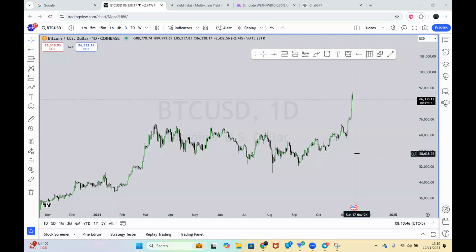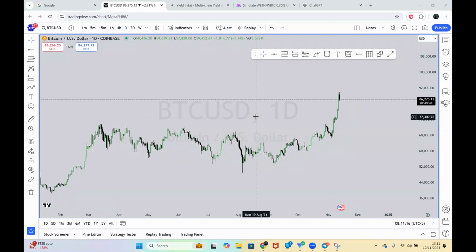So trend lines act in a similar way to support and resistance. Obviously, support and resistance levels that we covered in the last video are horizontal lines of support and resistance on your chart, whereas a trend line will be at an angle following the trend of the asset that you're looking at. So once again, we're looking at BTC USD here on a daily chart.